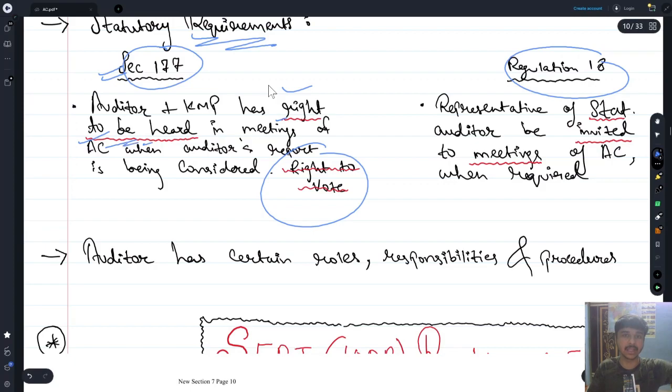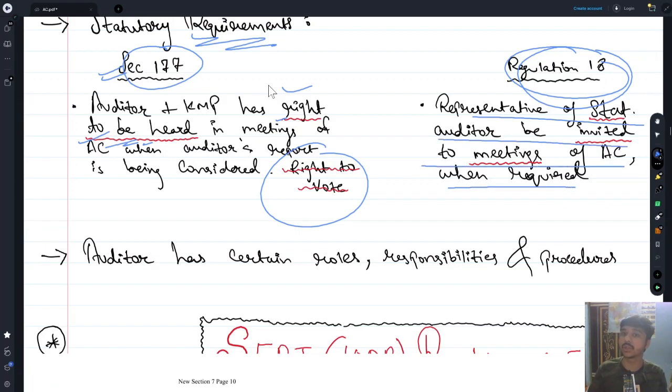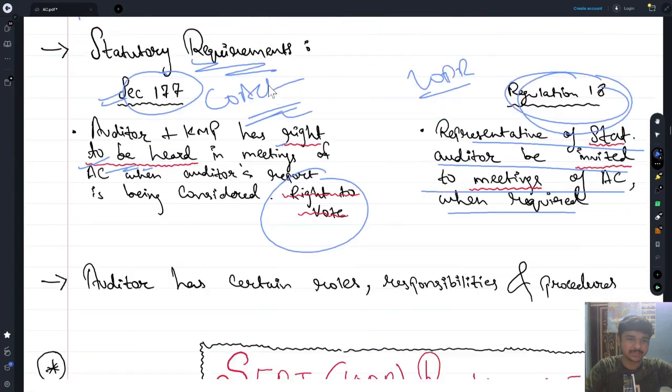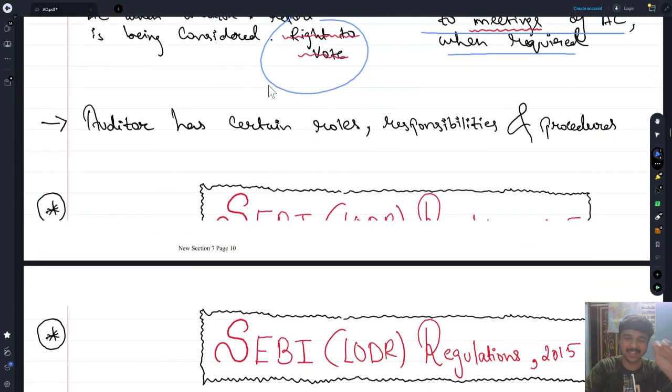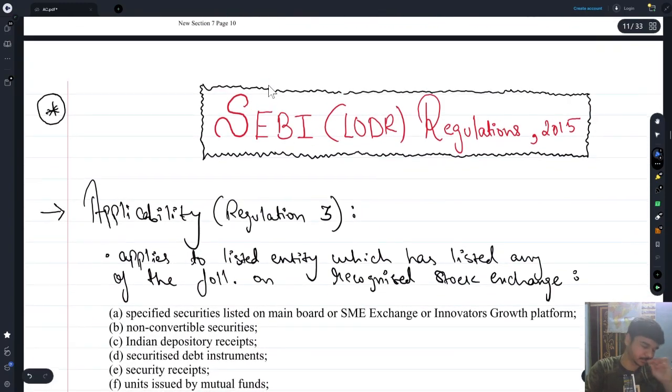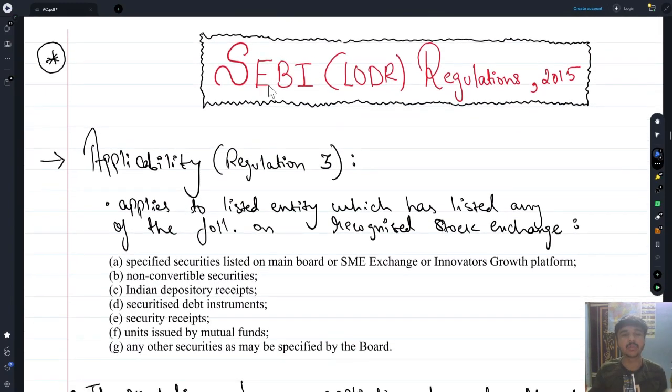I can say anything. And what is regulation 18? It says that a representative of the statutory auditor be invited to the meetings. We saw there that we can be invited. So even in the Companies Act, even in LODR, the statutory auditor has a certain role to play in the audit committee. Very easy. That's all. The heading was very big, but basically this was the summary of it. Now the most favorite part, SEBI LODR Regulations 2015.